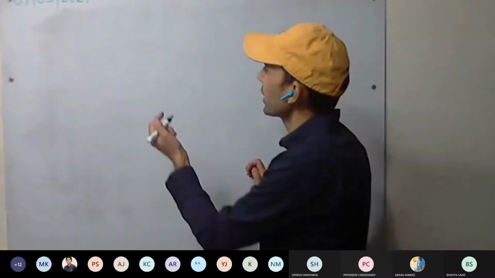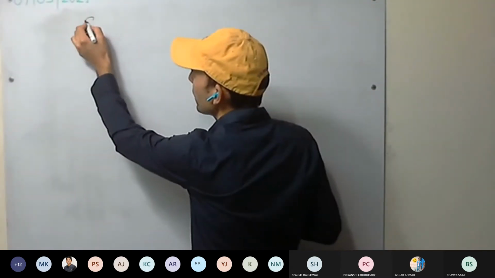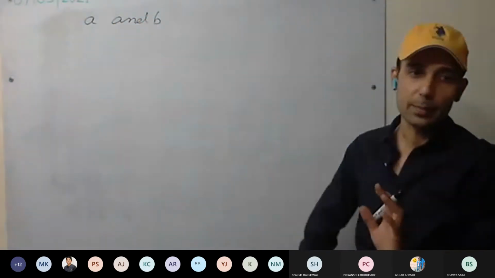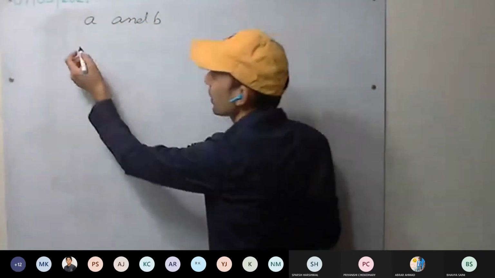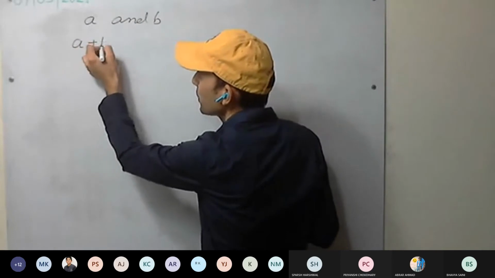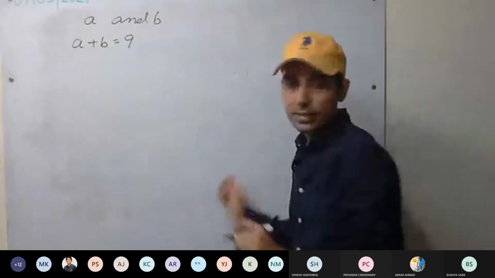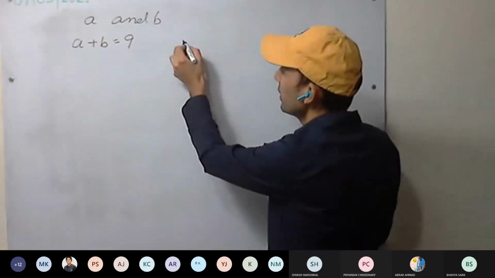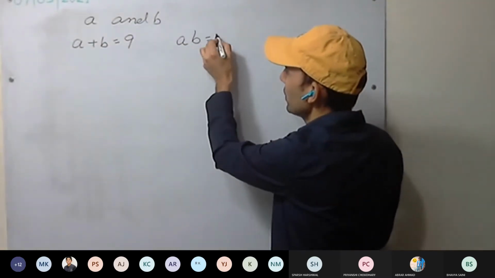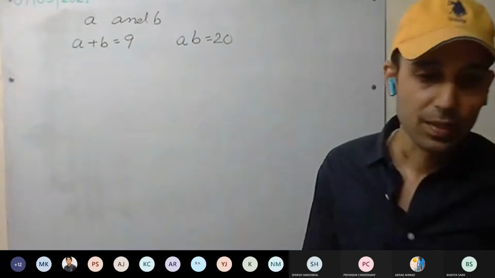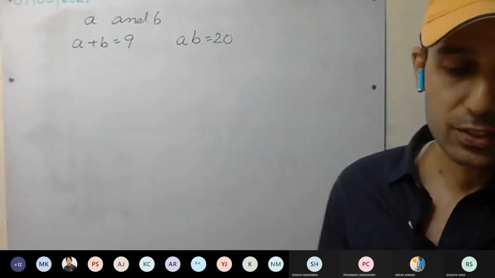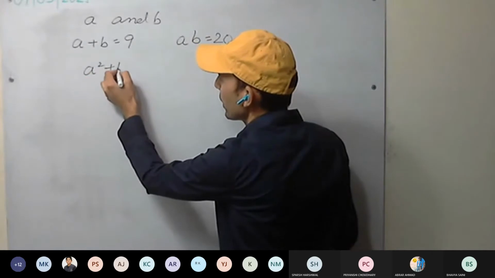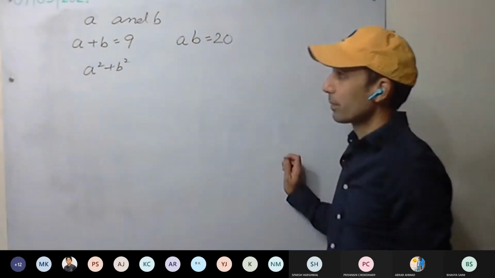Okay, the sum of two numbers is 9. It means let the two numbers be A and B. The first step. The sum of two numbers is 9, it means A plus B equal to 9. This is given. And their product is 20, means AB equal to 20. This is given. Now find the sum of their squares. What do you have to find? Sum of their squares, A square plus B square.